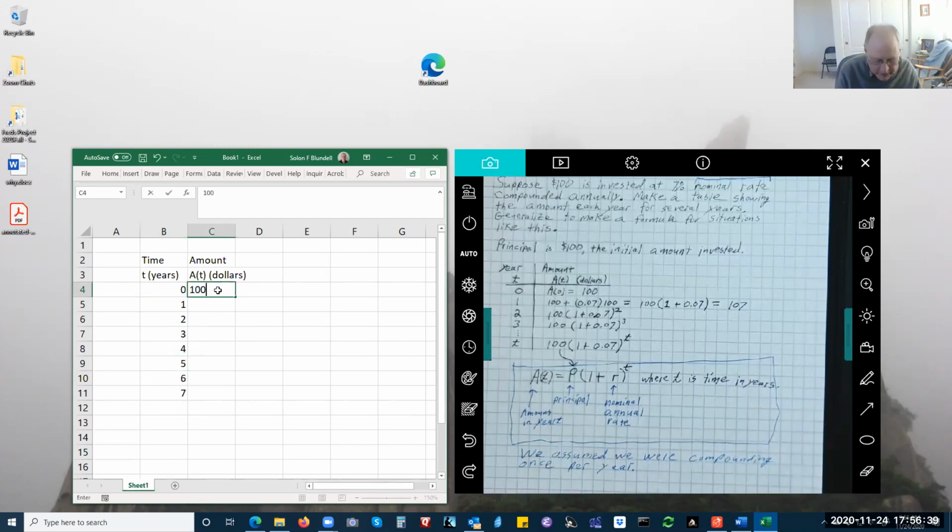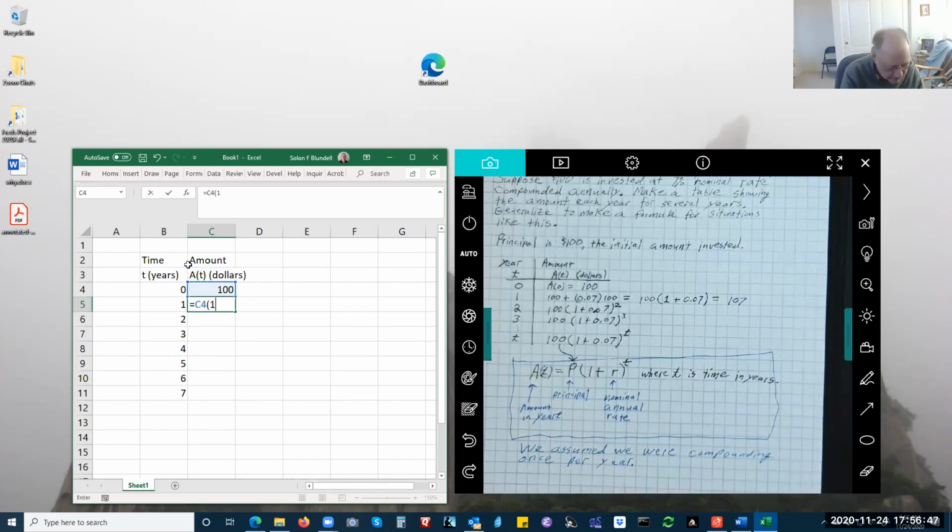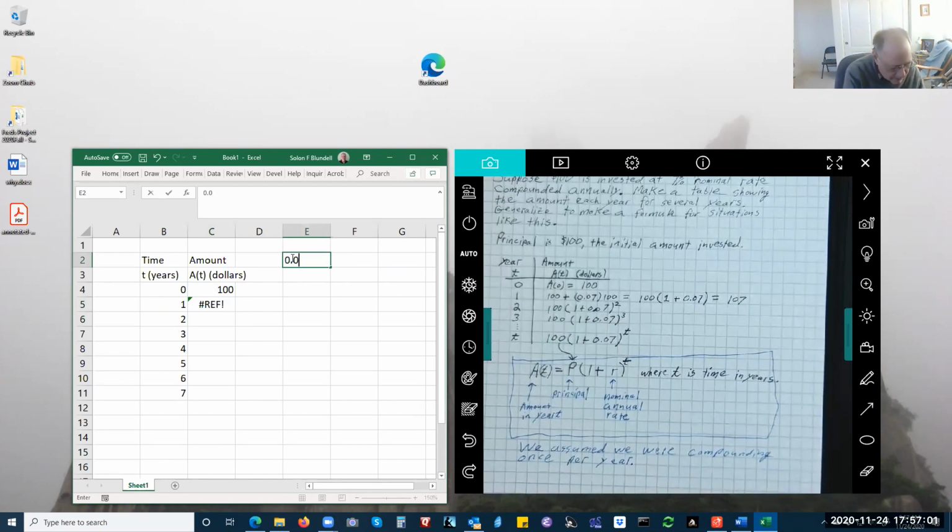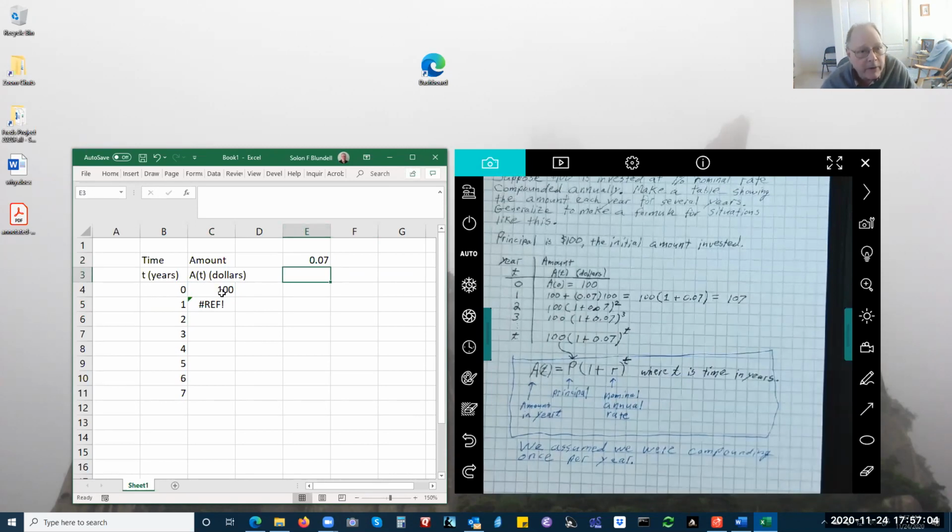And I'll put in my $100 here, and then I want to do equals my $100 times 1 plus the interest rate. And in my interest rate up here, I need to put 0.07. Okay. And in Excel, use an asterisk to make the multiplication. So there we go.